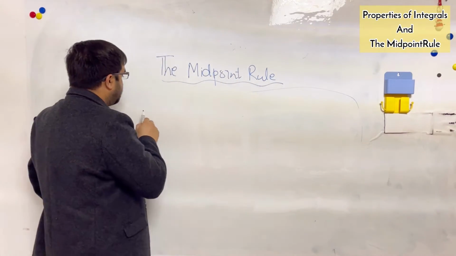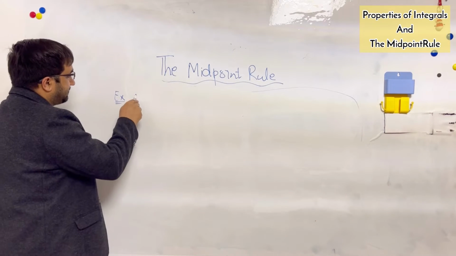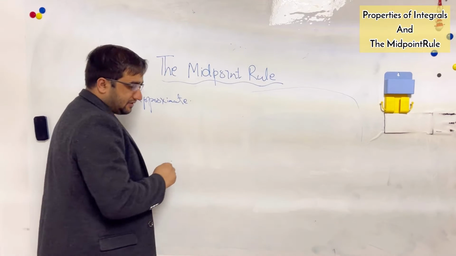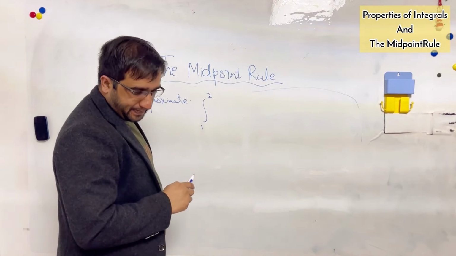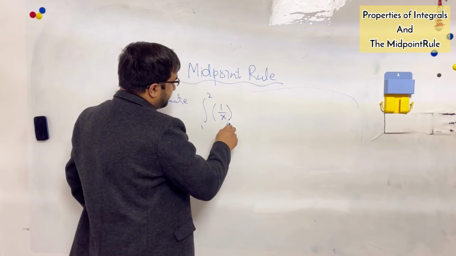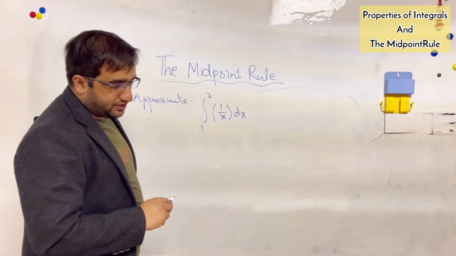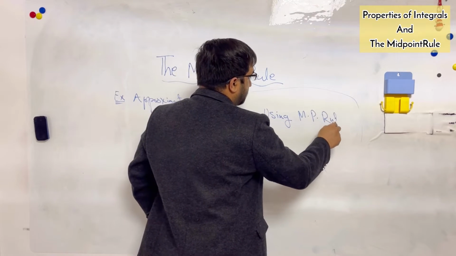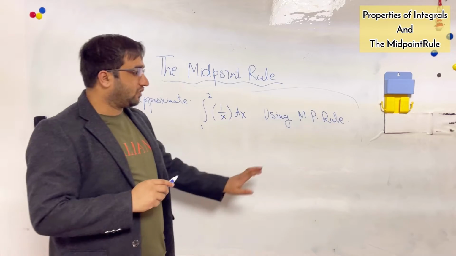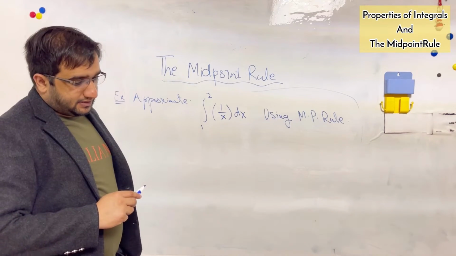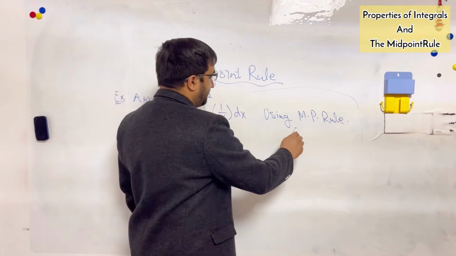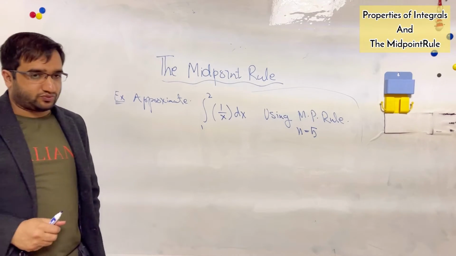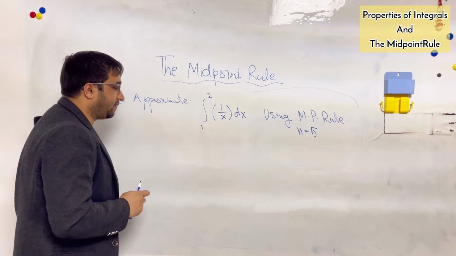So we have an example: approximate the integral from 1 to 2 of 1 by x dx using the midpoint rule. So you are bound to use the midpoint, no left, no right, such that n is equal to 5. So this is enough data which we needed to solve a question using the midpoint rule.